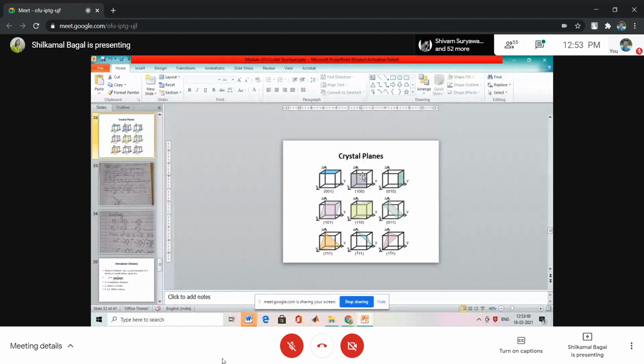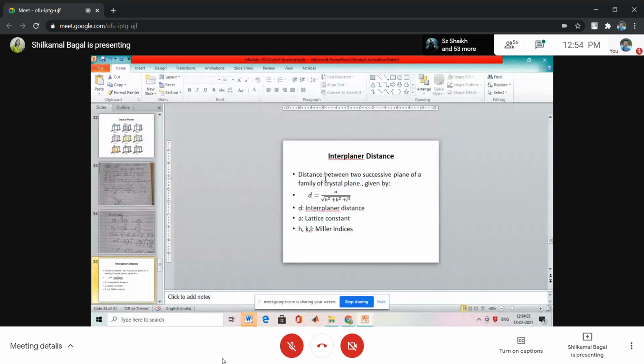In this way, these are not single planes, but Miller indices indicate a family of planes which are parallel to each other, and the interplanar spacing between any two successive planes is the same. That is known as the interplanar distance or interplanar spacing: the distance between two successive planes of a family of crystal planes.